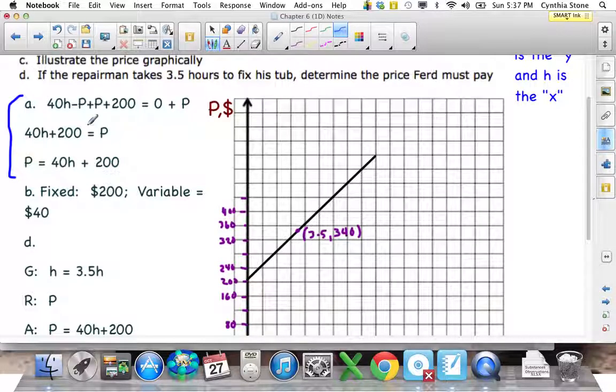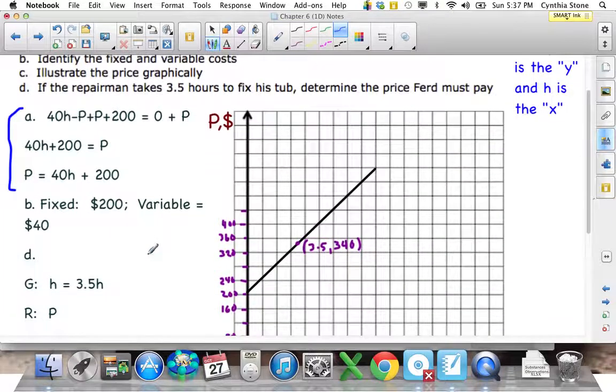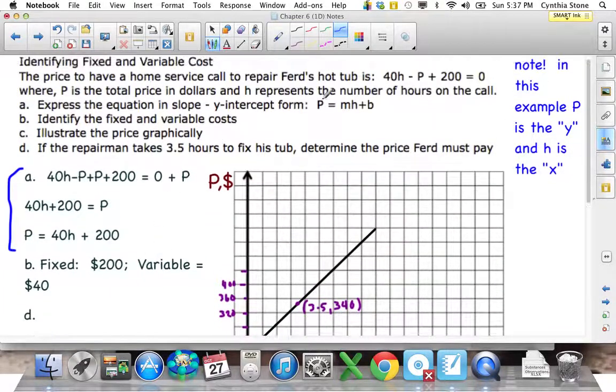Pretty simple. I brought the p over to this side, so minus p plus p. I added p to both sides. Was the first thing that I did, taking this original equation. That left me with 40h plus 200 equals p. Just flipped it around. Same equation written the other way. P equals 40h plus 200. So that tells me my slope and my y-intercept. Okay, so that's that step done.